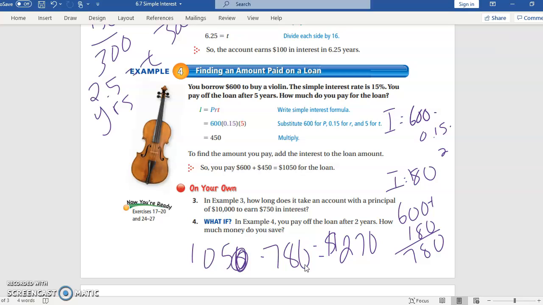So lesson learned, if you can pay something off with interest sooner, you're actually going to be paying less money for it. Okay? All right, so there you go. Go ahead and try practice sheet 6.7 practice A, and there should be a key there for you to check your answers.